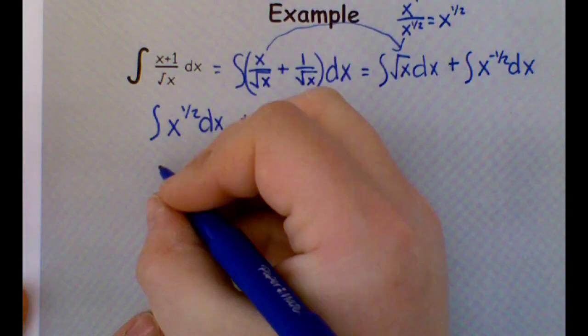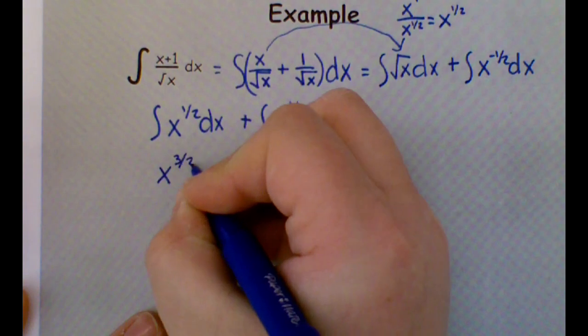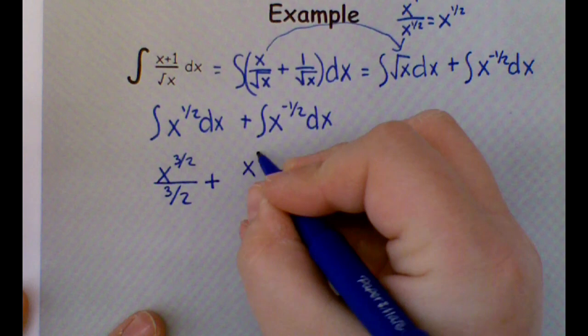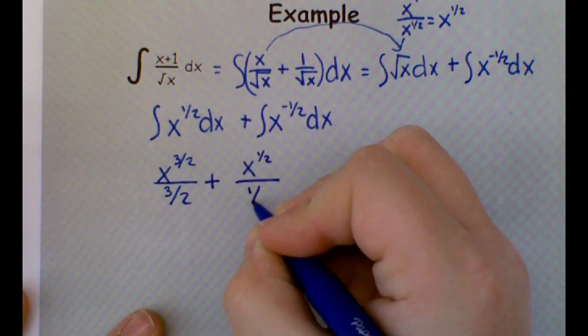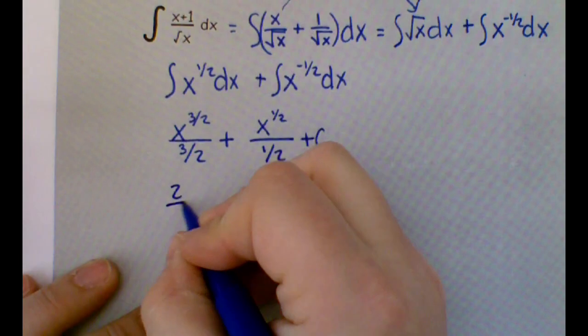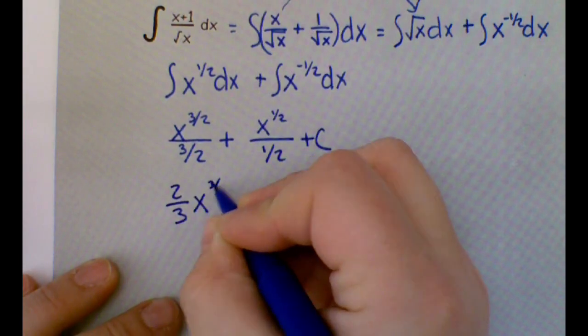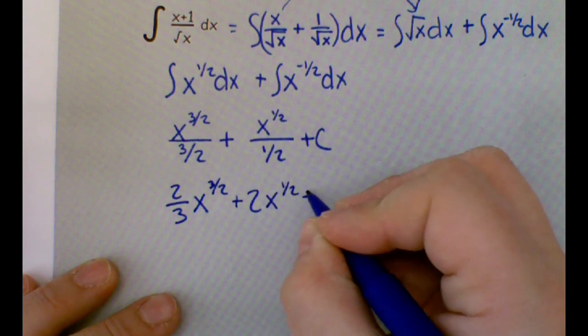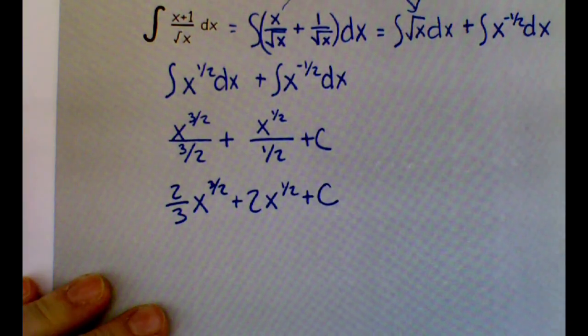All right, so we add 1 to the exponent, so that's 3/2. Divide by that new exponent, plus add 1 to the exponent, that's 1/2. Divide by the new power, and plus c. So we have 2/3 x to the 3/2 plus 2x to the 1/2 plus c. And there we have it.